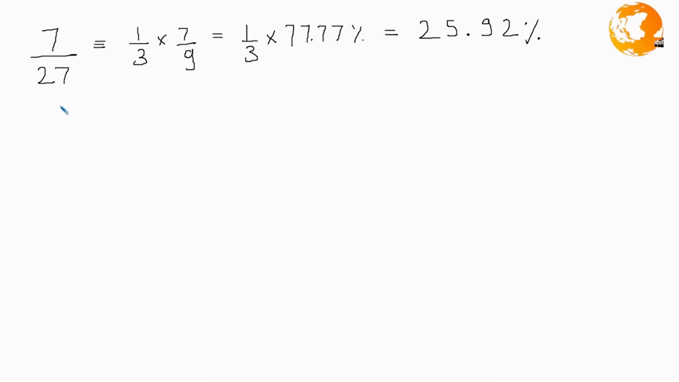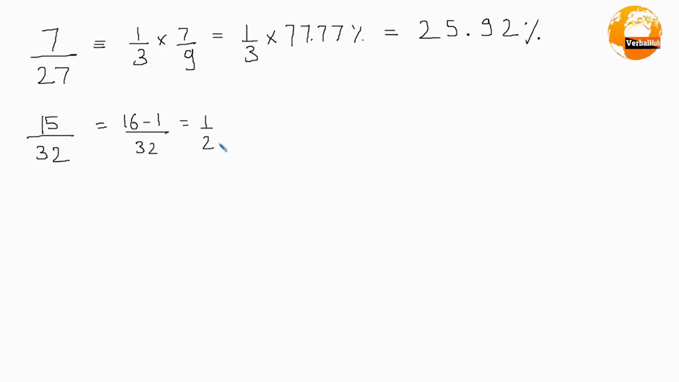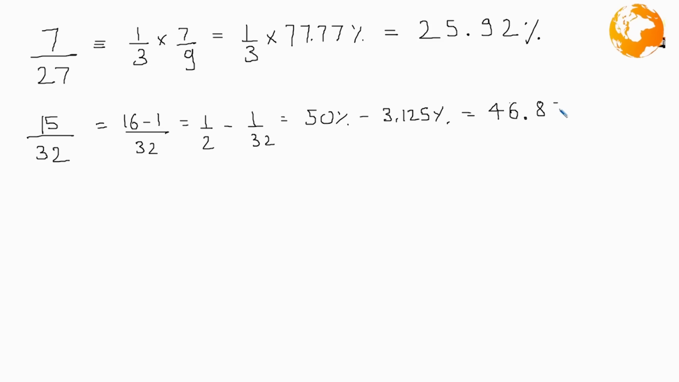So I can keep on taking more examples. Let's say 15 is how much percentage of, let's say, 32. All right. So if this was 16, it would have been very easy. 16 out of 32 would have been half. So let me do it like this. It's 16 minus 1 by 32. So that's half minus 1 by 32. Half is 50%. And 1 by 32 is half of 6.25. Half of 6.25 is 3.125. So 50 minus 3 is 47, and this decimal is also there. So that would mean 46.875. That's the exact value, right? So yeah, this way we can do the calculations, right?